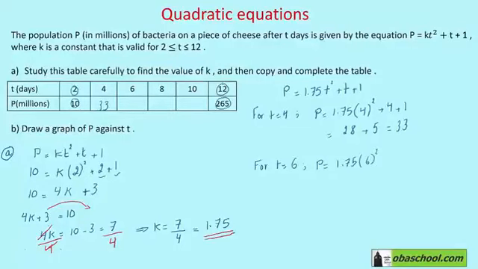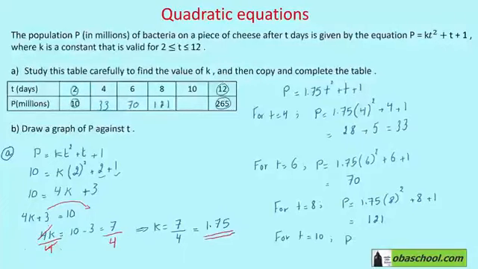Now for t is equal to 6, 1.75 into 6 squared plus 6 plus 1. So it's going to be 70 plus... So when we have 6 days, it's going to be 70 million bacteria. Now for t is equal to 8, the answer would be 121. Now for the final variable, for t is equal to 10, 1.75 into 10 squared plus 10 plus 1, the final answer would be 186 million of bacteria.